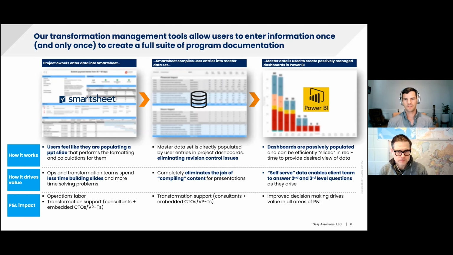This is kind of a busy slide here, but it's worth explaining. It's about as simple as we knew how to make it. Our transformation management tools allow a user to enter the information once and to create a full suite of program documentation. Reading from left to right, a project owner would enter their data into the Smartsheet platform. This is an online collaboration platform that we're going to show everybody in a minute.